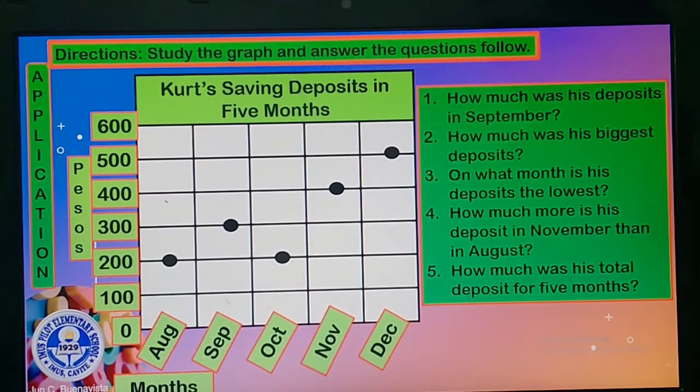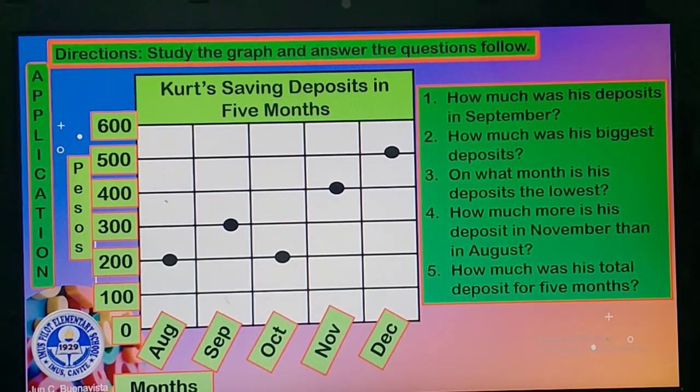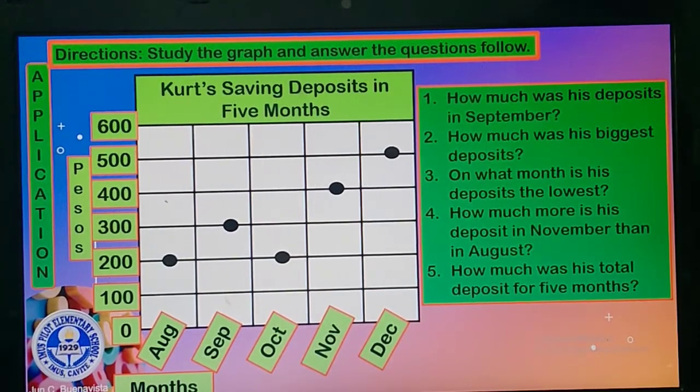Next, number 4. How much more is his deposit in November than in August? Ang gagawin mo, that is comparison. So if it is comparing, you're going to subtract. Then question number 5, how much was his total deposit for 5 months? Total ang hinihingi, hindi average. That is why you're going to sum up only. Okay?